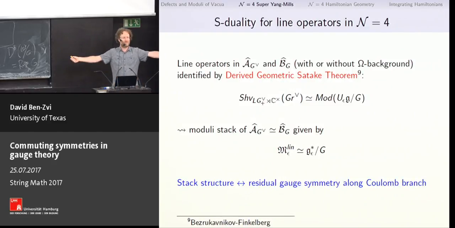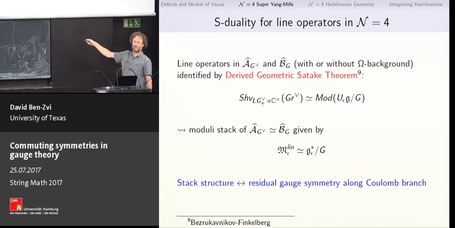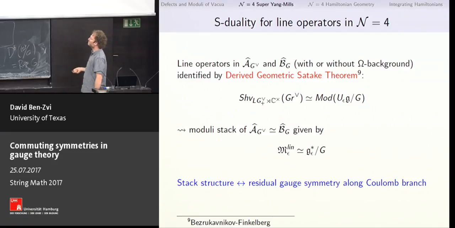S-duality says these two pictures are going to be the same. Line operators on the A side are the same as line operators on the B side. Now, this is a theorem in representation theory, a theorem of Bezrukavnikov and Finkelberg. It's called the derived geometric Satake theorem. It says exactly that these two categories we had in the last two slides are equivalent, with or without epsilon, so both in and out of Omega background.